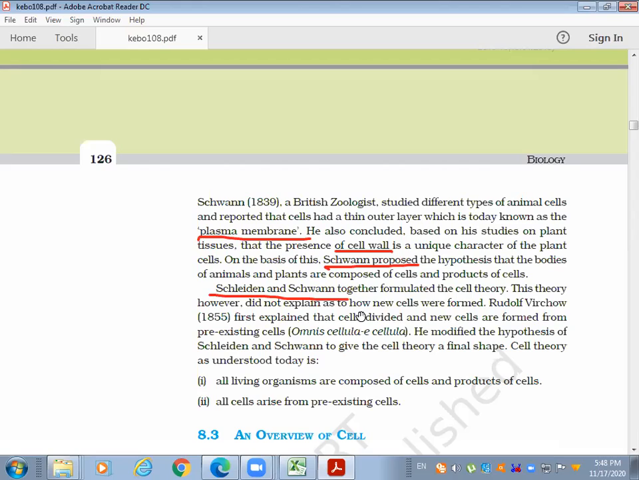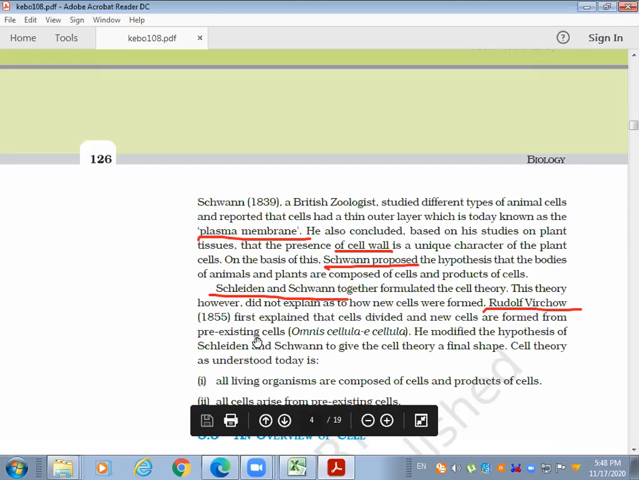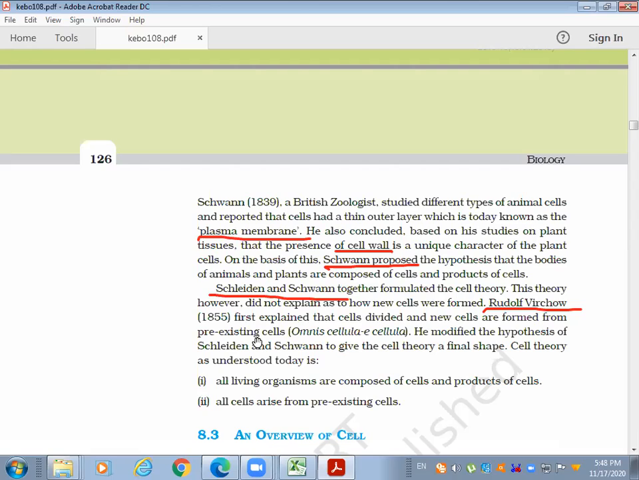Schleiden and Schwann together formulated the cell theory. This theory, however, did not explain how new cells were formed. Rudolf Virchow first explained that the cell divided and new cells are formed from pre-existing cells, as he said, omnis cellula e cellula. He modified the hypothesis of Schleiden and Schwann to give the cell theory a final shape.